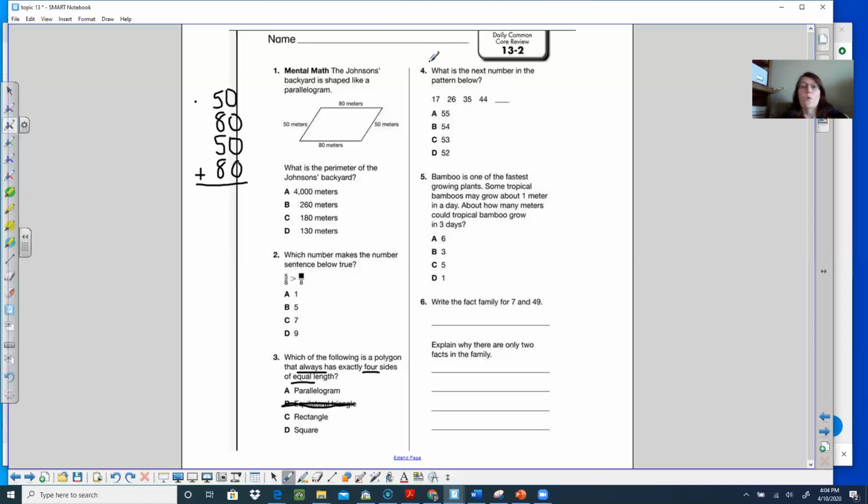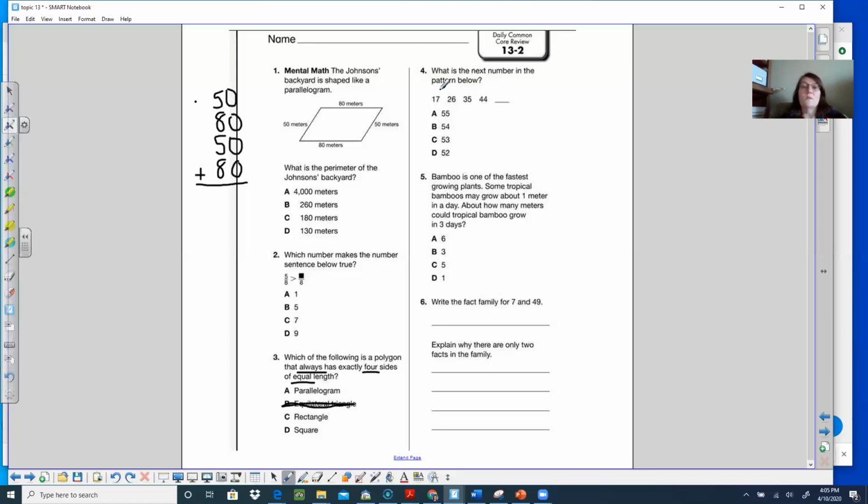Number 4, what is the next number in the pattern below? 17, 26, 35, and 44. So you're clearly seeing that these are getting larger. So we need to make sure we pick a number that is larger than 44. Well, all of these are larger than 44. I'm going to see if there's some other pattern that I notice. I'm going to look at my tens place. 1, 2, 3, 4. Think I'm seeing a pattern.